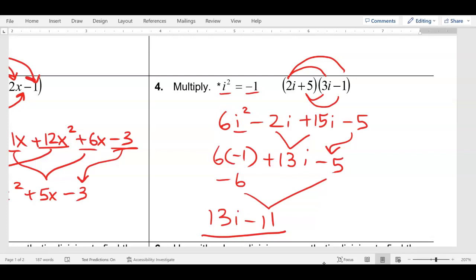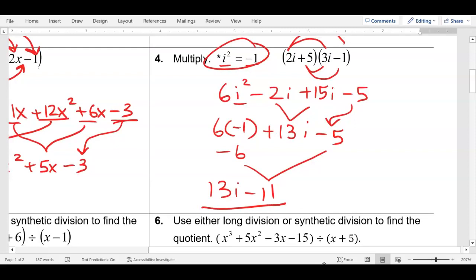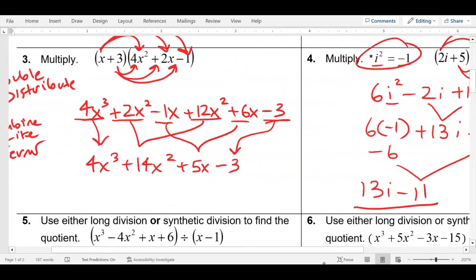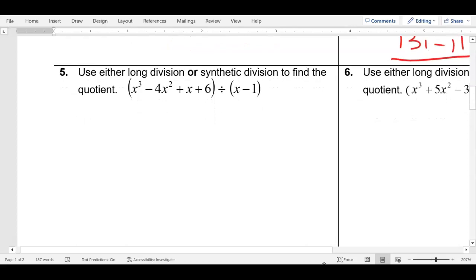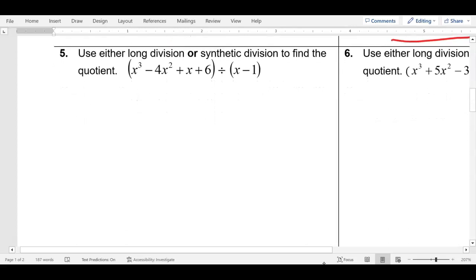Again, you're not going to have one like this on the test where you have to do i squared, but this is our little slight introduction to imaginary numbers. i squared is a negative 1. All right, use either long division or synthetic division.